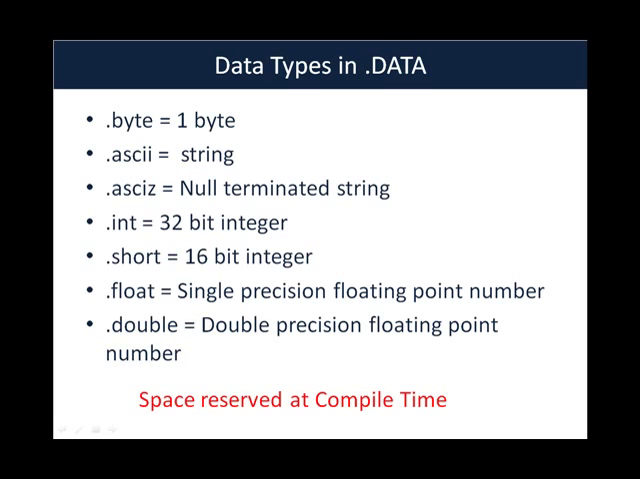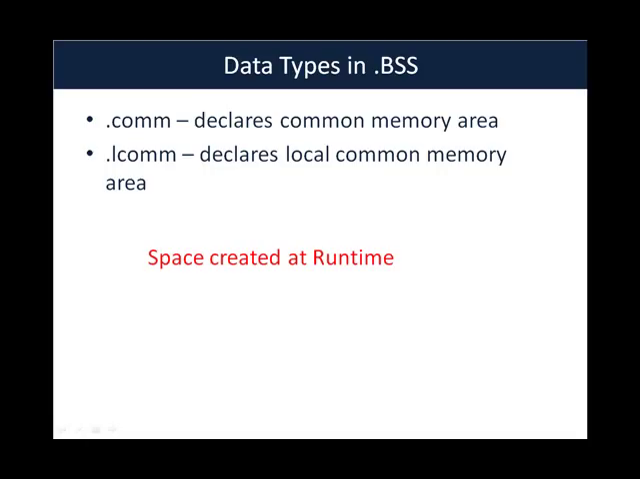Before that, let's quickly look at the various data types which can be defined in the .bss segment. We can define .comm, which declares a common memory area. And there is a variation of that called .lcomm, which declares a local common memory area. I will not get into the exact differences between both of these for now, just to keep it simple.